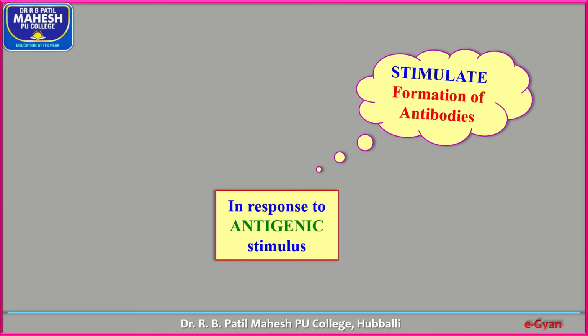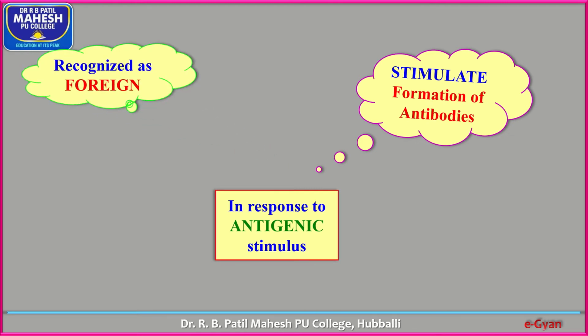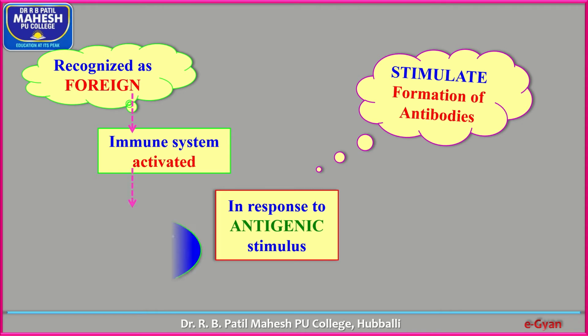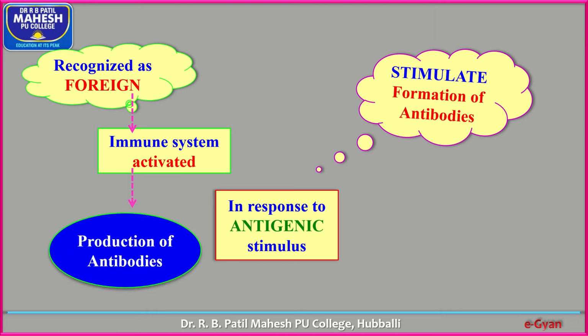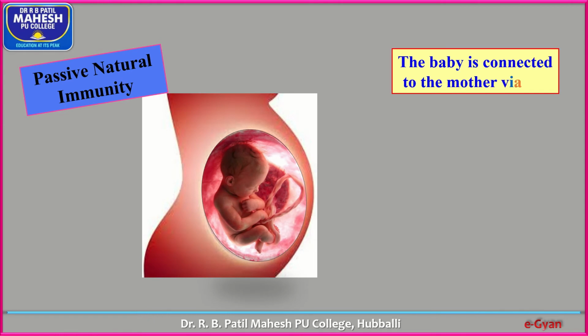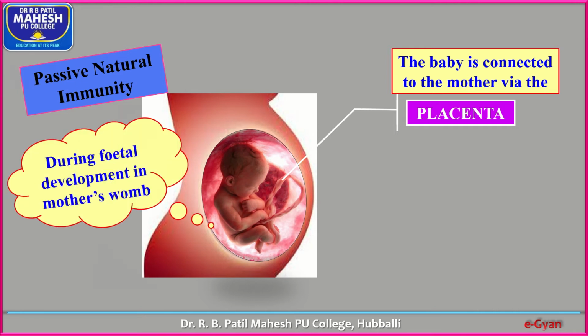So that stimulates the formation of antibodies. As a result of the introduction of vaccines, they recognize the foreign substances, activate the immune system and produce antibodies. We'll move to the passive natural immunity. The best example is the transfer of antibodies from mother to child through breast milk or placenta.